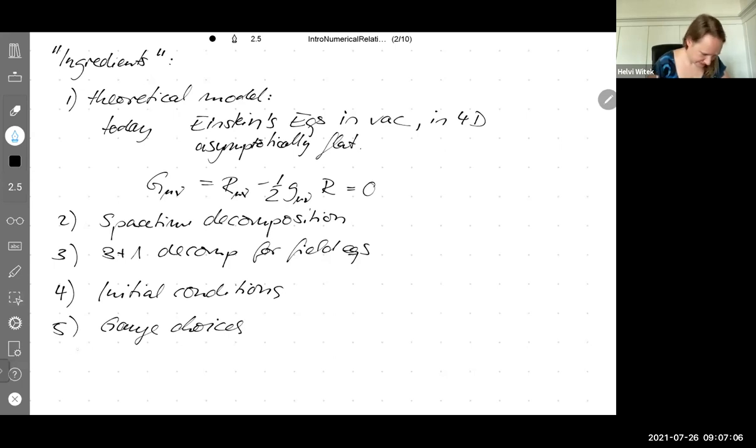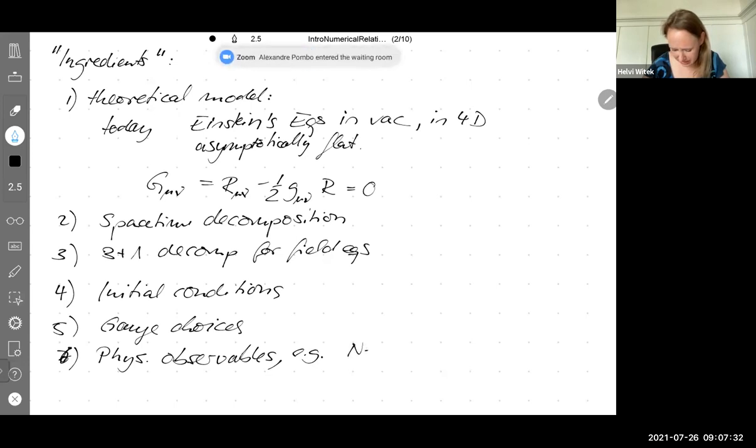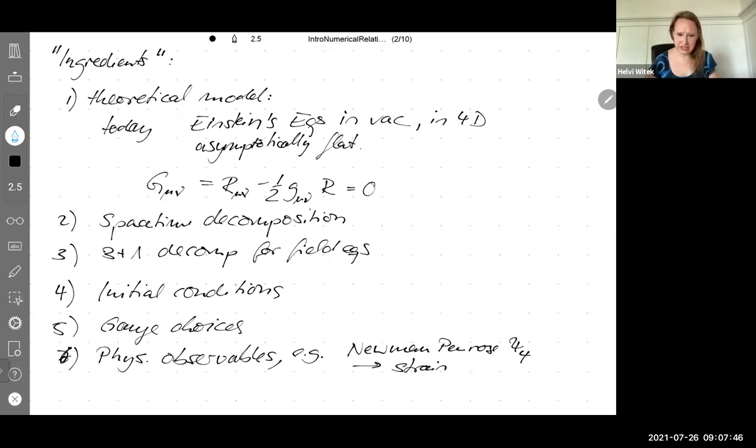And of course, the very last one. Having done all of that and being able to perform a simulation is one thing, but we also want to extract physical observables, such as the gravitational wave perturbation. So typically we extract Newman-Penrose scalars. These are gravitational wave perturbations, and they are related to the strain, which is the observable that we actually measure with our detector.